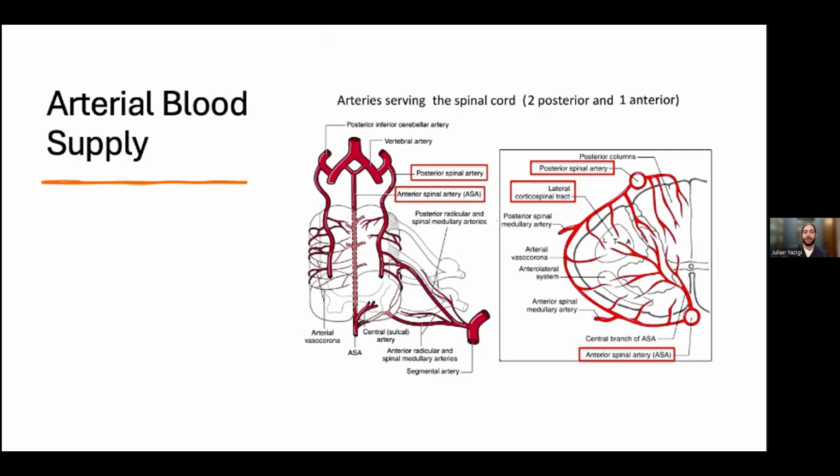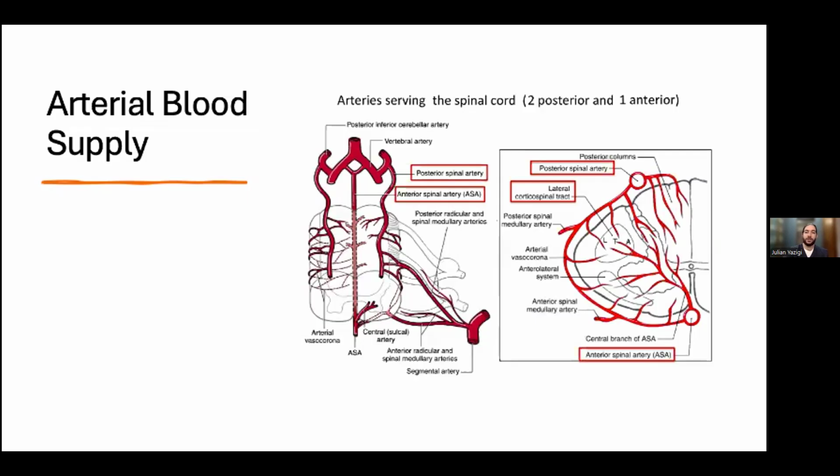The posterior spinal arteries, usually paired, arise either directly from the vertebral arteries or from the posterior inferior cerebellar arteries. They descend along the posterolateral sulci of the cord, providing arterial supply to the posterior one-third of the cord, including the dorsal columns responsible for fine touch, vibration, and proprioception. Their distribution is more segmental and variable than that of the ASA, and their territory is generally less metabolically demanding compared with the anterior region.